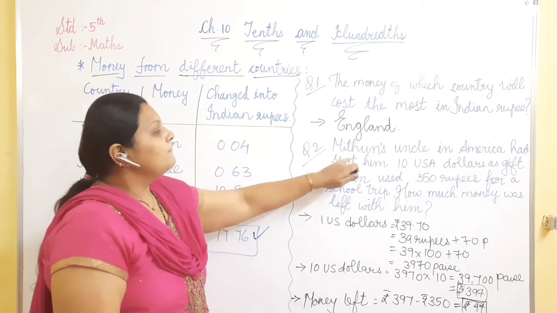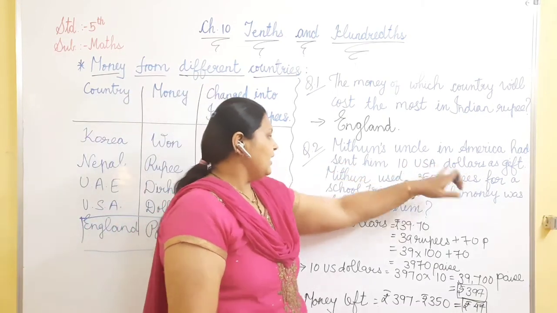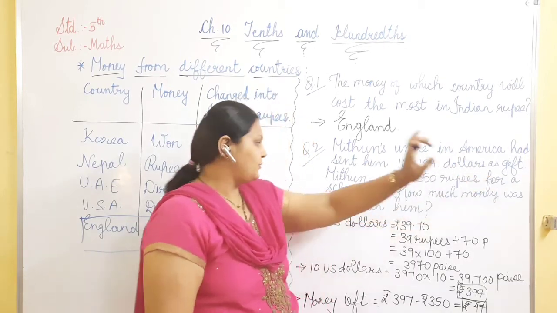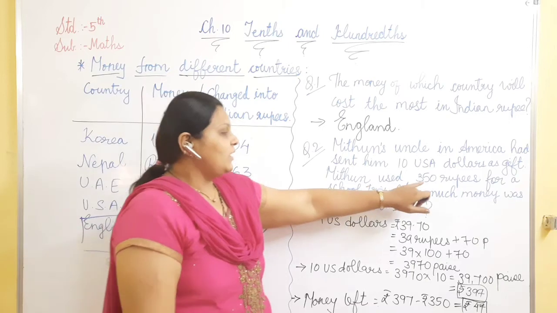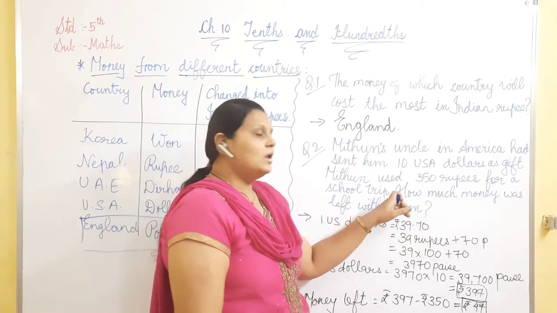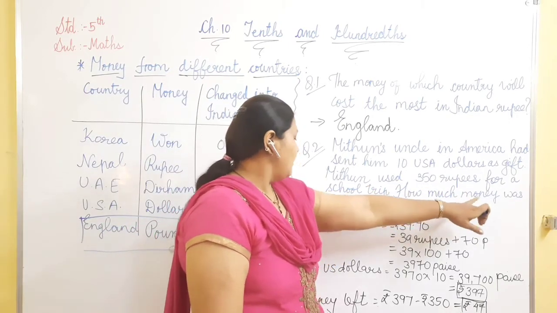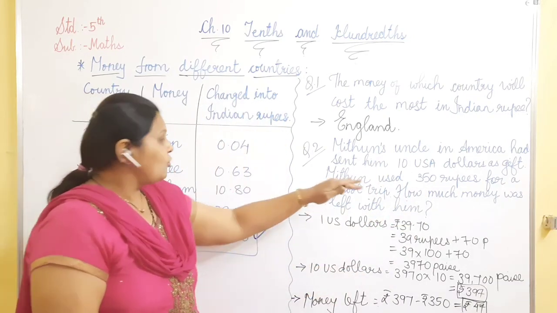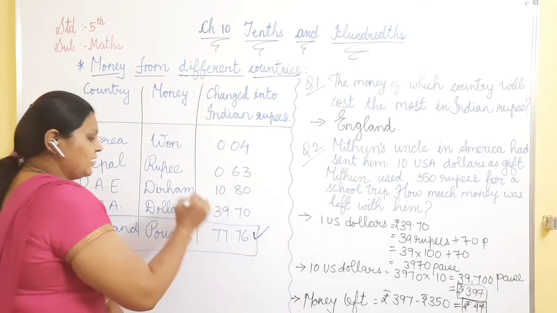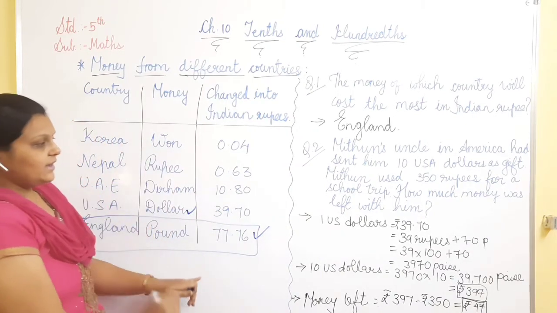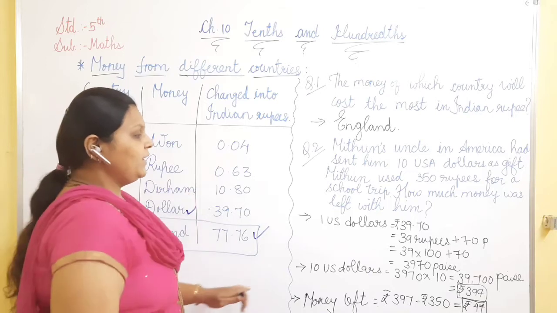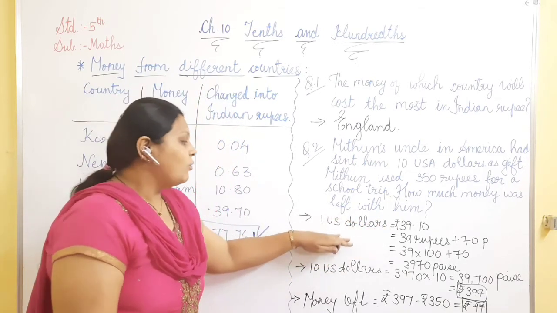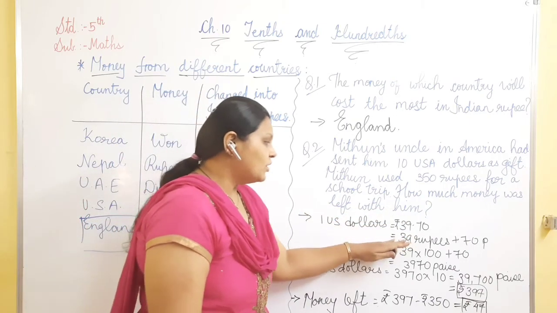Next question is, Mithun's uncle in America had sent him 10 USA dollars as a gift. Mithun used 350 rupees for a school trip. How much money was left with him? Now here money of USA is in dollar. So $1 is equal to 39.7 rupees. So first we have to convert 1 US dollar into rupees.